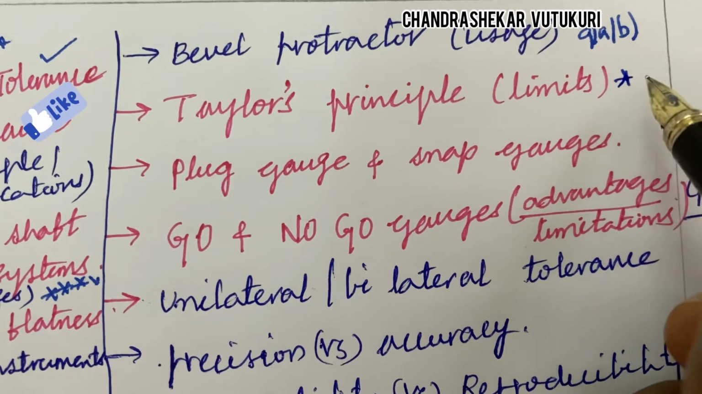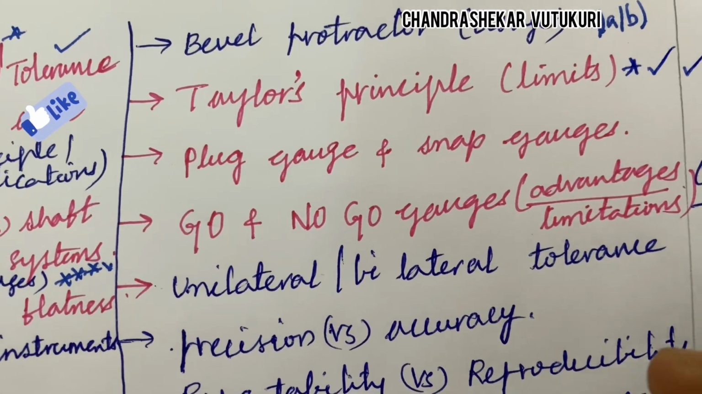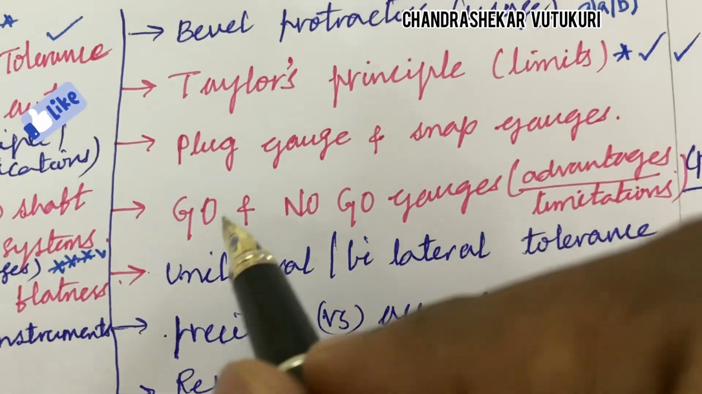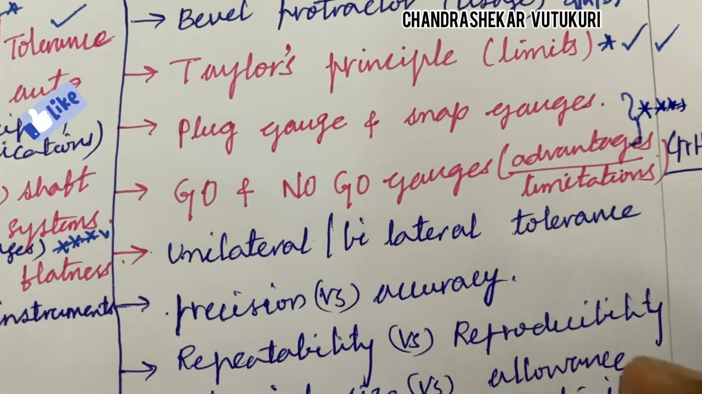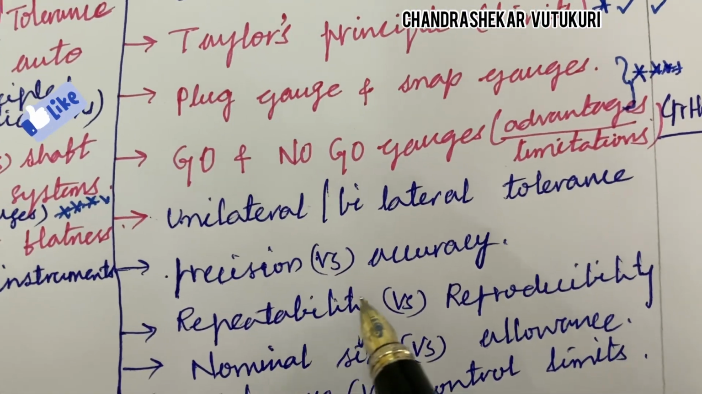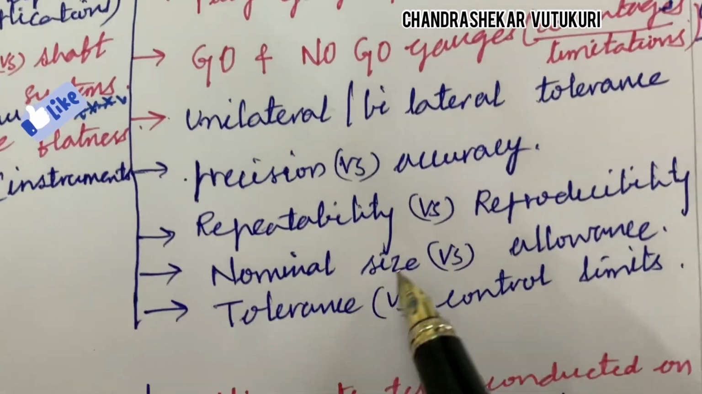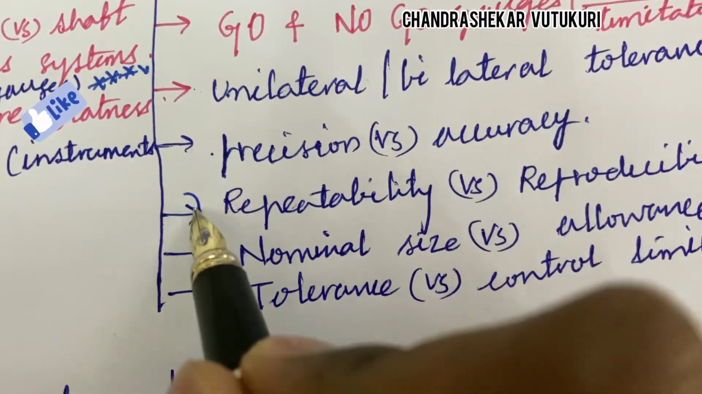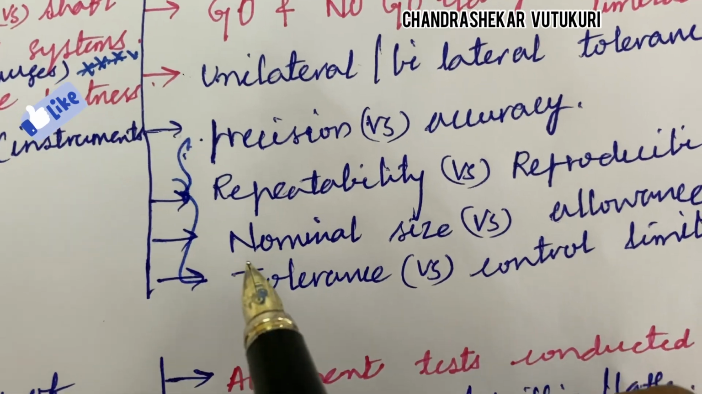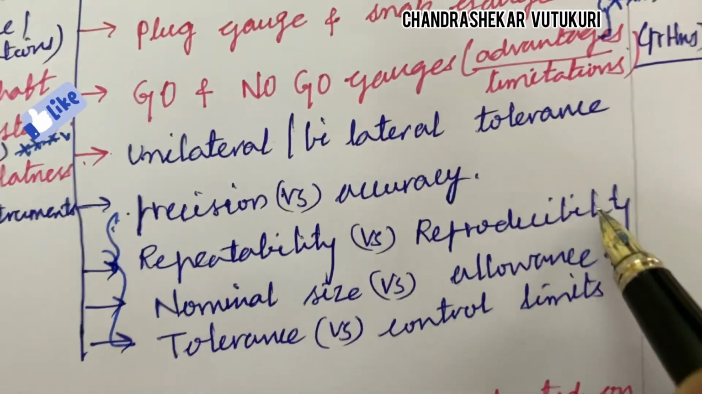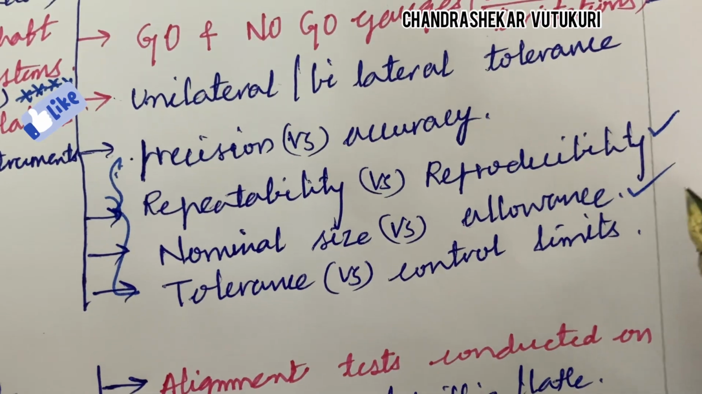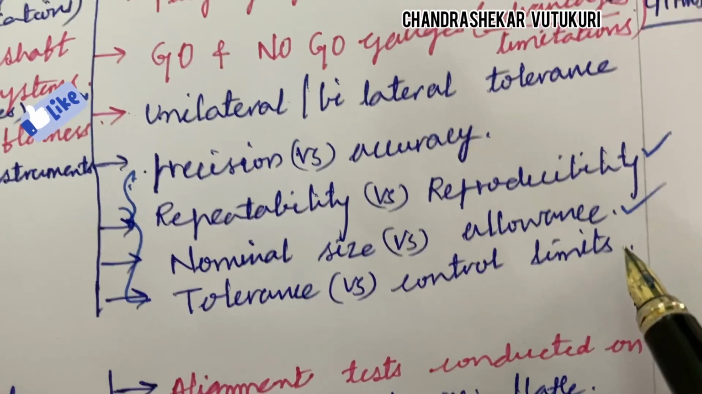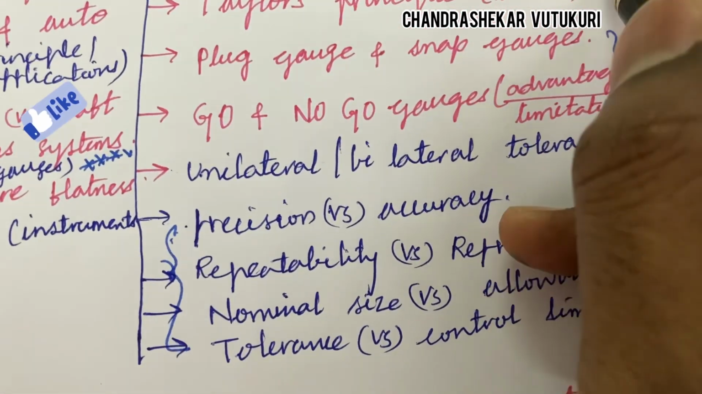Taylor's principle and the limitations is said to be a topmost question. Plug gauge and snap gauge, go and no-go gauge related to gauges. You are going to get one damn sure question, that may be long or short. Unilateral bilateral tolerances, precision versus accuracy. These all which I am going to highlight at the end are the short questions. Repeatability versus reproducibility is a short question. Nominal size versus allowances, and the tolerance versus control limits. This is 9A, 9B, dear students.